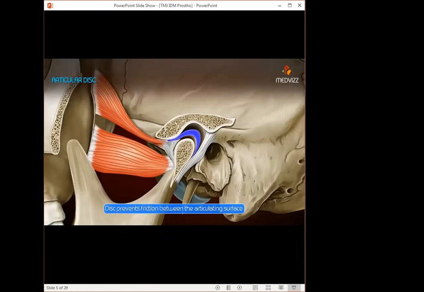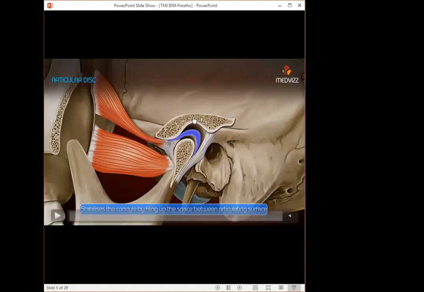Okay, so this disc, as I told you, prevents the friction between the moving mandibular condyle and the articular fossa. It also helps as a shock absorber to absorb the vibrations during mandibular movement. It also stabilizes the condyle by filling up the space between the articular fossa and the mandibular head.